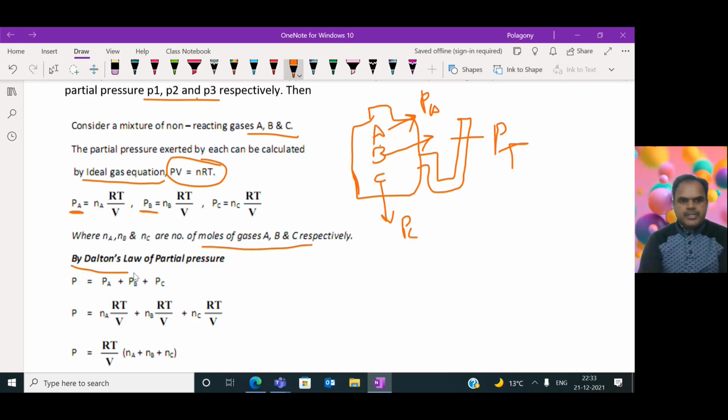By Dalton's law, the total pressure is equal to the sum of the partial pressures of the A component, B component and C component. We can write the equation: P total is equal to Na RT upon V plus NB RT upon V plus Nc RT upon V. If we take RT upon V common, since it is a constant, P total is equal to RT upon V times Na plus NB plus Nc, the sum of the moles.